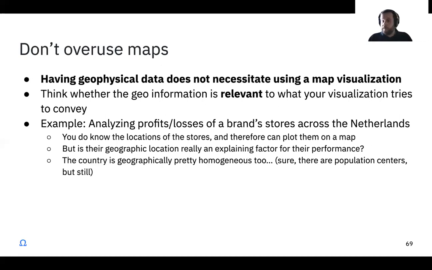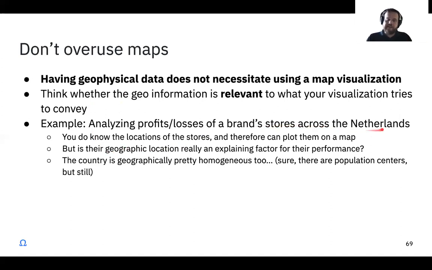And also the country is geographically pretty homogeneous, right? So yes, there are of course population centers in the Netherlands, but still, we're not looking at a country that is 6,000 kilometers in, let's say, width or height. Well, those are bad terms for geography, but bear with me. So yeah, don't overuse maps.